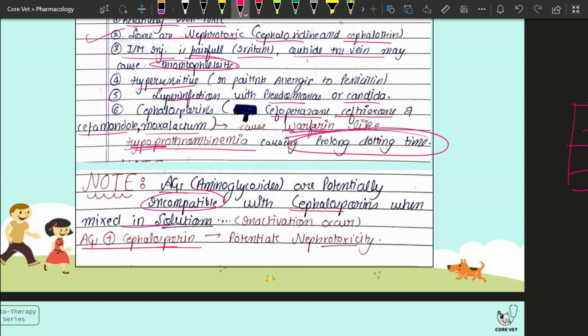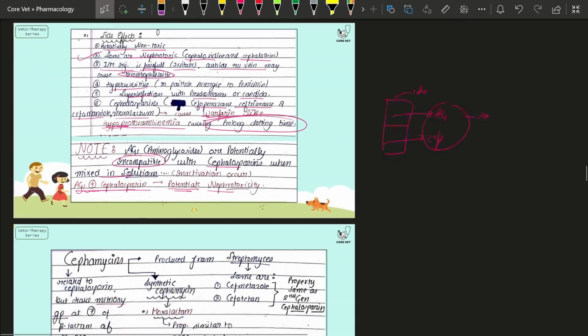So you should look at the condition of the patient while prescribing, because aminoglycosides are also nephrotoxic, ototoxic, and do have a curare-like action due to neuromuscular blockade. I will discuss these points when I discuss the aminoglycosides. For now you should remember that the aminoglycoside and cephalosporin together can potentiate the nephrotoxicity. Okay, I hope this part is clear.